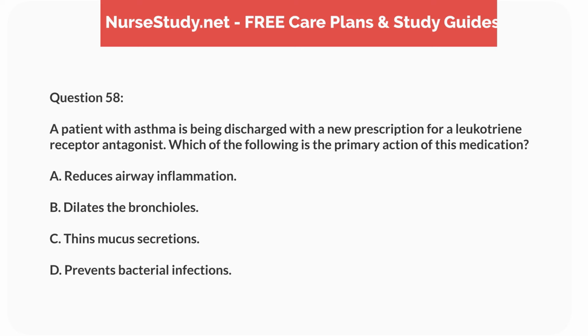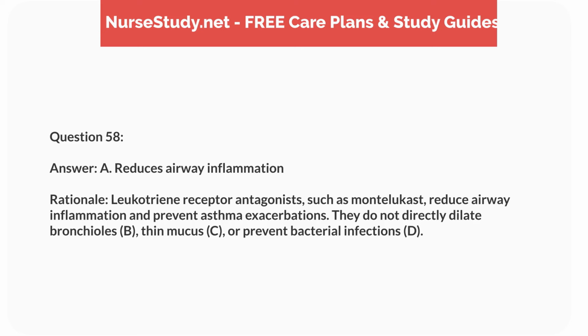Question 58. A patient with asthma is being discharged with a new prescription for a leukotriene receptor antagonist. Which of the following is the primary action of this medication? A. Reduces airway inflammation. B. Dilates the bronchioles. C. Thins mucus secretions. D. Prevents bacterial infections. Answer: A.